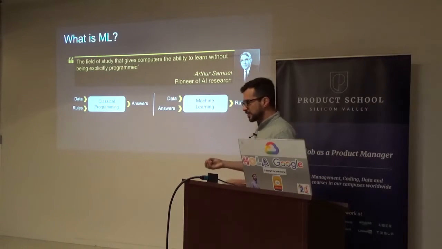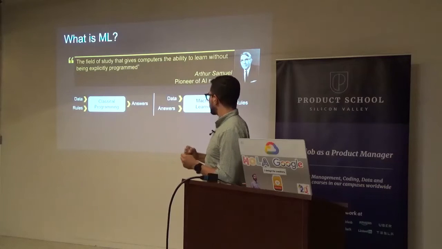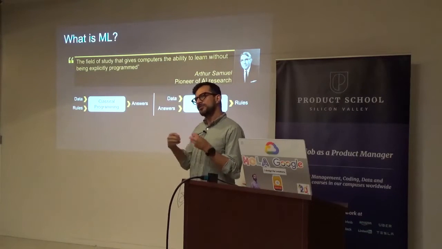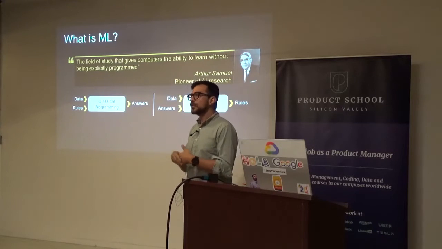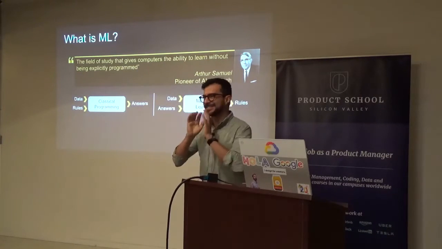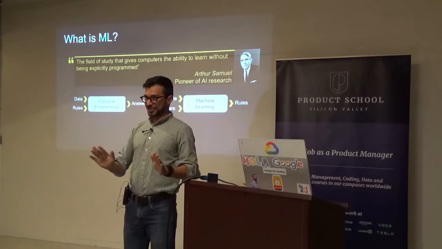So the interesting part with machine learning is that you use it when you don't really know the rules, but you have a lot of data and a lot of answers. And this is key, because machine learning is not magic.